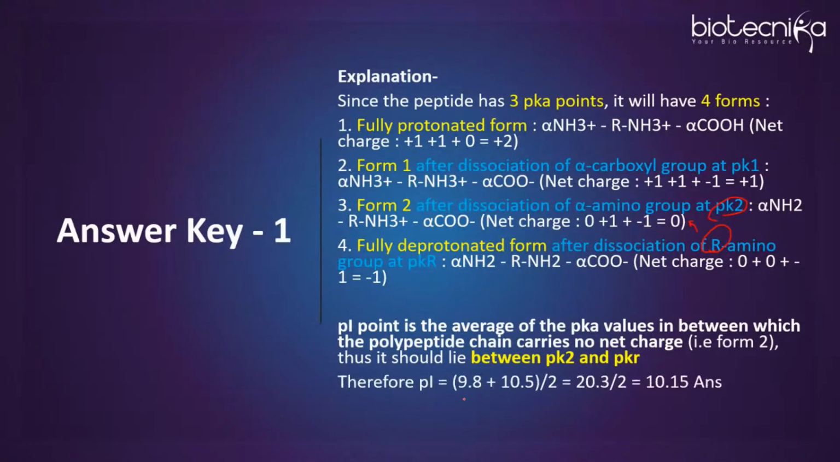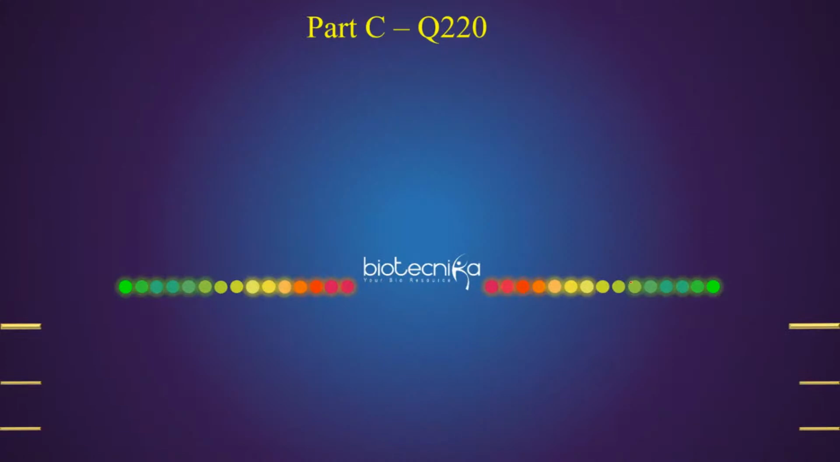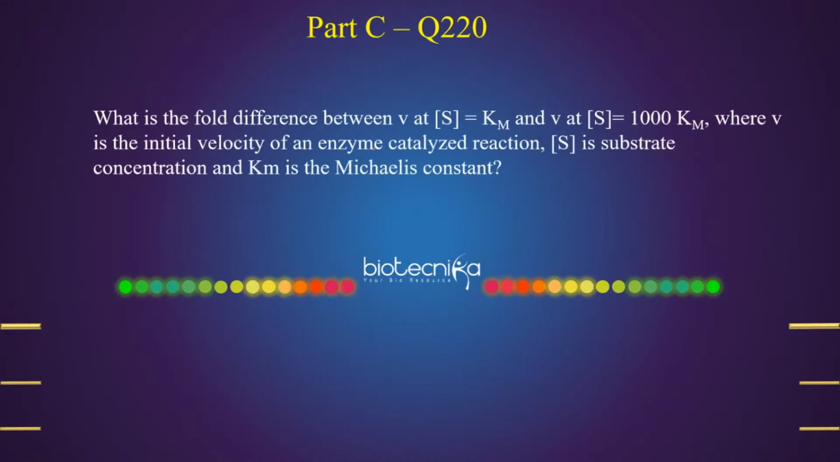So you have to take an average of that. 9.8 plus 10.5 divided by 2, 10.15. Option 1 will be the correct answer. Okay. Yes, Antara, you're right. Very good. Next question in part C shift 2 was enzyme kinetics.